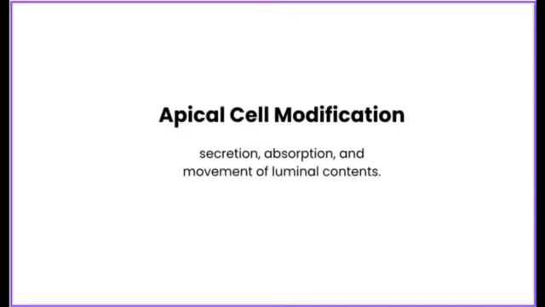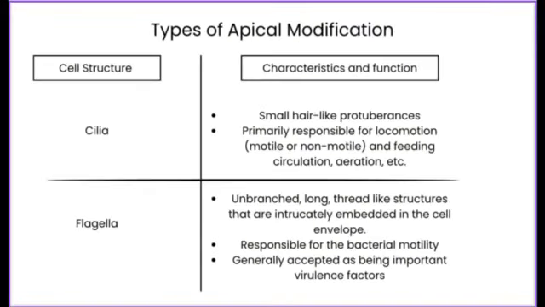It is specialized to carry out functions including the secretion, absorption, and mass movement of luminal contents. Here are the types of apical cell modification, which are cilia, flagella, pseudopods, and microvilli. First is cilia. Cilia are small hair-like protuberances. Their main function is primarily responsible for locomotion, feeding, circulation, and so on. In addition, they may be motile or non-motile.